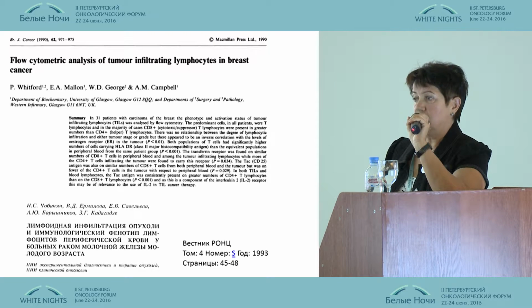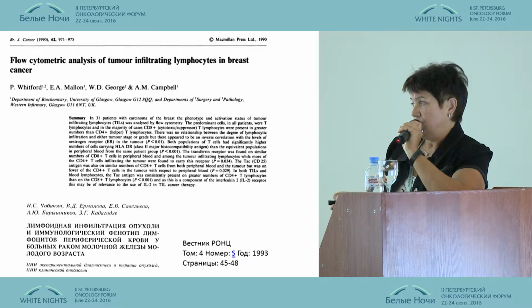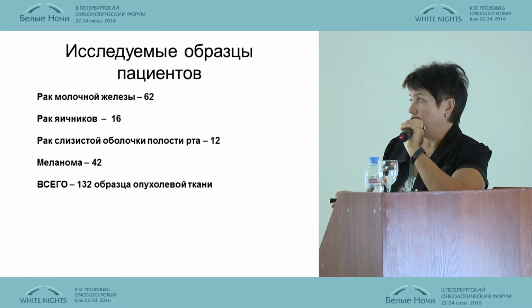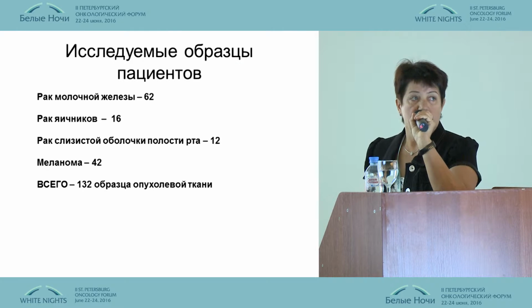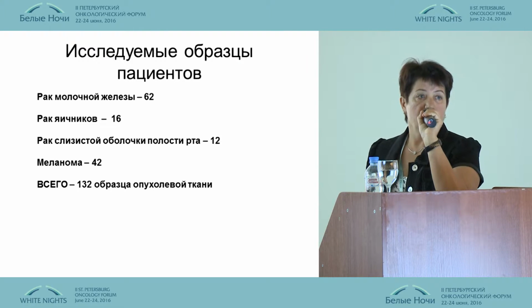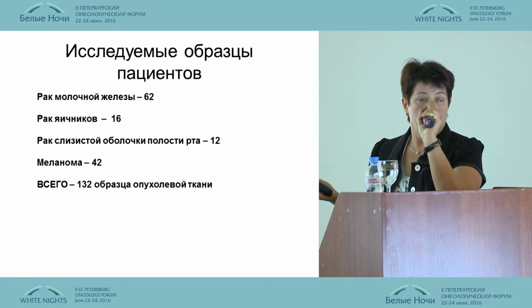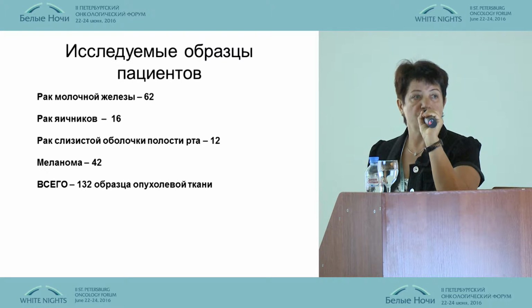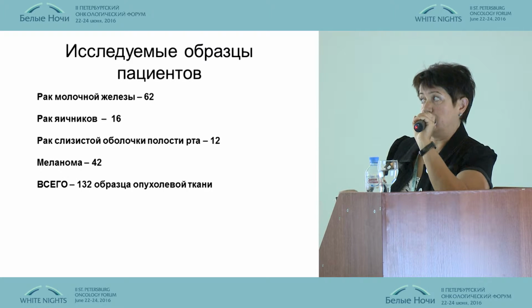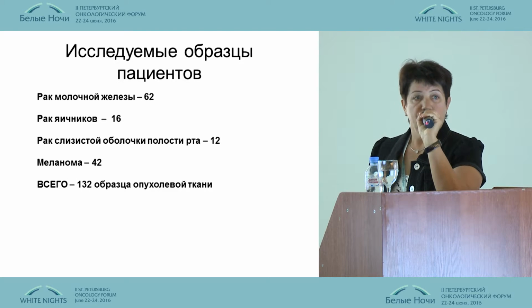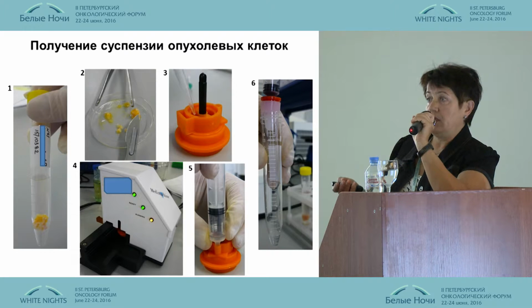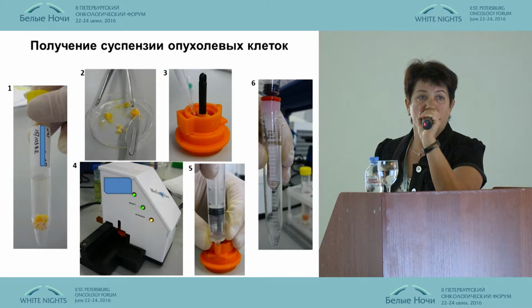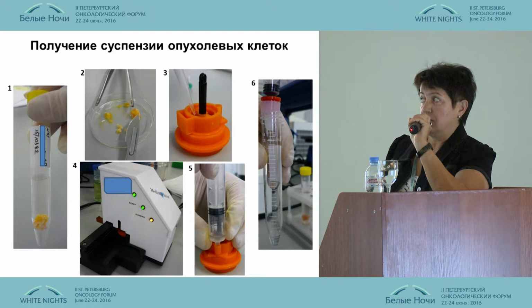In 1993, in Russia, the first results were published in Vestnik Research Journal. Of course, in our laboratory, we also look at peripheral blood count in primary cancer patients and in patients who receive immunotherapy, in particular in patients with melanoma. To date, we have studied approximately 150 specimens.